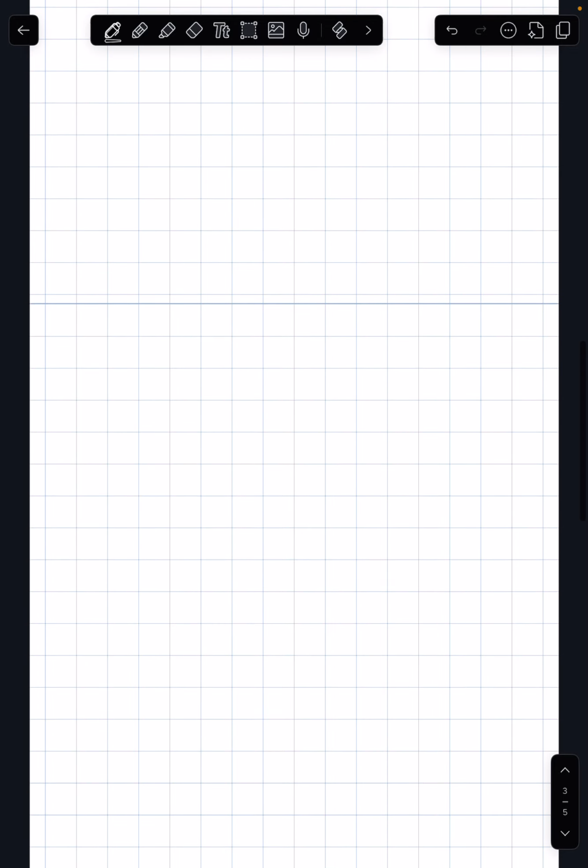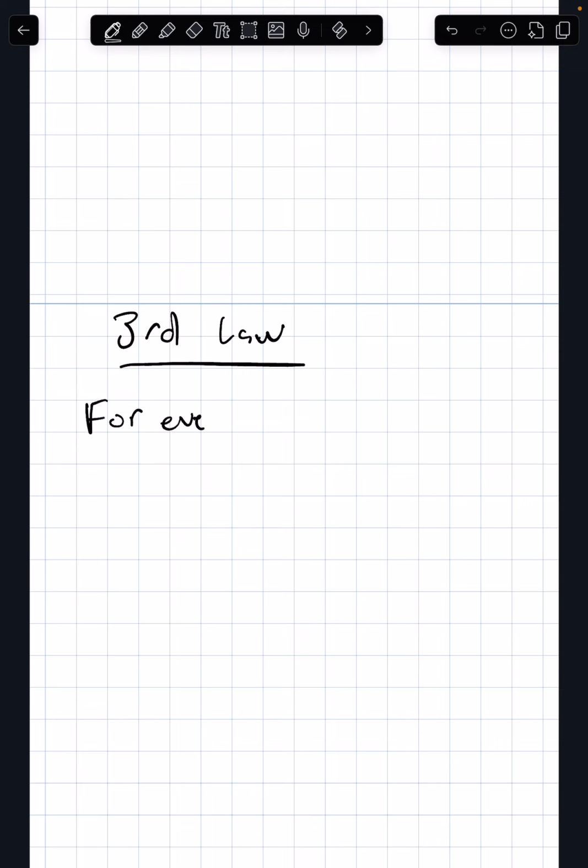Now for the third law. The third law pretty much states for every action, there is an equal and opposite reaction.